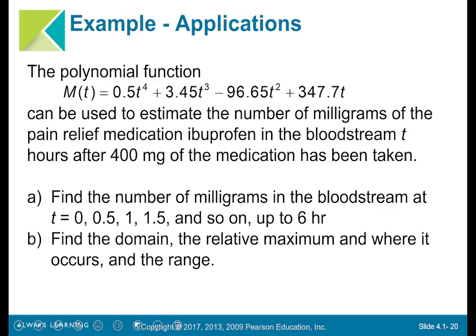So here we have this M of T function with these awful decimals in it, but it's used to estimate the number of milligrams of a pain relief medication, ibuprofen, in the bloodstream T hours after 400 milligrams of the medication has been taken. Find the number of milligrams in the bloodstream at T equals 0, 0.5, 1, 1.5, and so on and so forth up to 6 hours. Find the domain, the relative max, where it occurs, and the range.